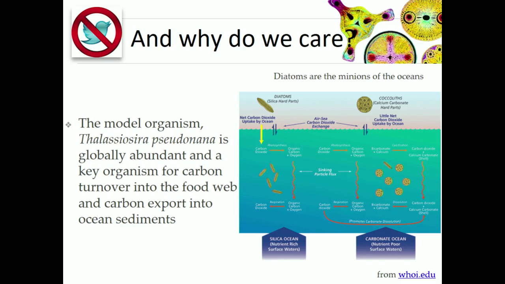Now, you could ask, and quite rightfully so, why use Thalassiosira for your experimental evolution if you could as well use bacteria which evolve a lot faster. The reason for this is mainly the great ecological importance of these organisms.